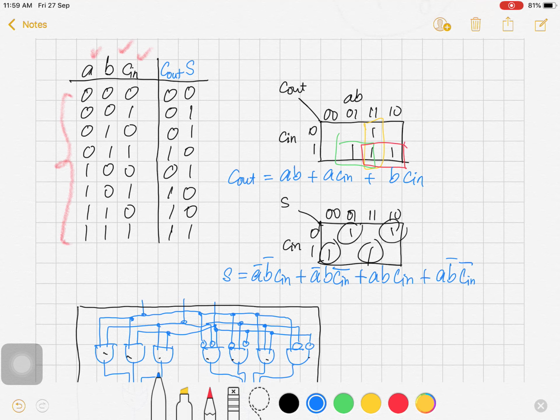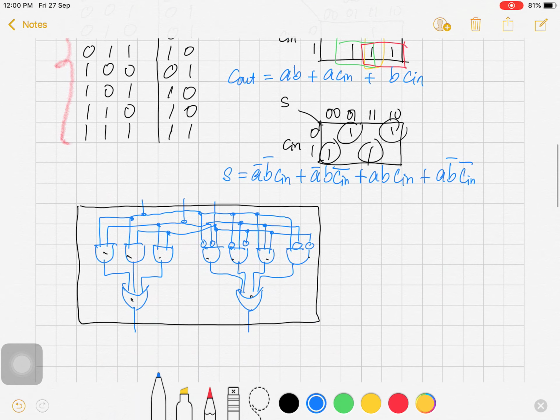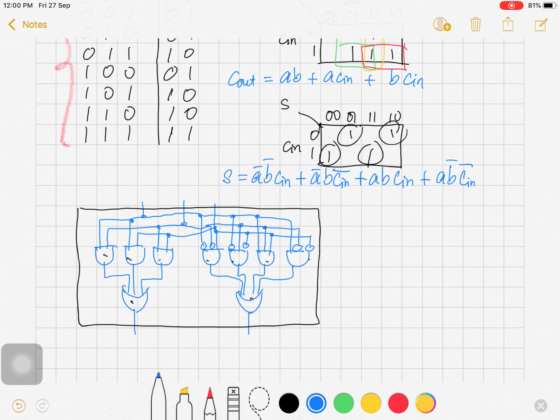For instance, if we stick with this sum of products form, the circuit of this new adder is like this, you know. So this bubble represents the inverter, and this is A, B, C in, and this is the sum that consists of 4 AND gates and 1 OR gate, and this is carry out, consisting of 3 AND gates and 1 OR gate.